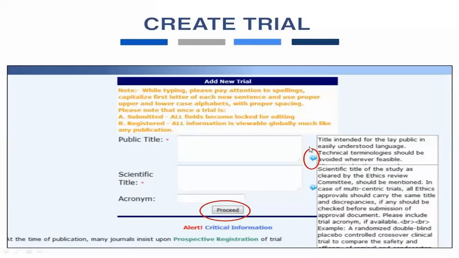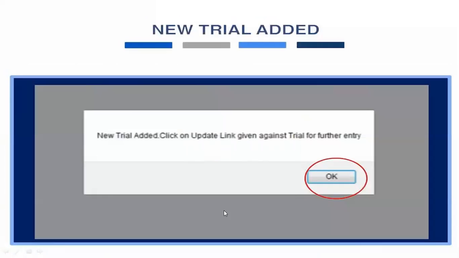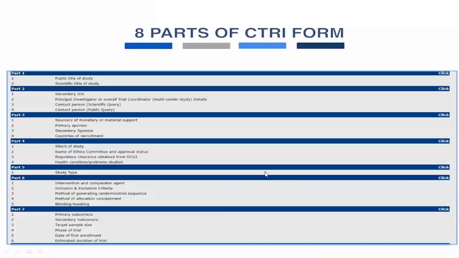Just by clicking on this particular symbol, it will guide you as to what information needs to be entered in the particular field. After entering the required information into these two fields, you need to click on the proceed button. Once you click on proceed, it will give you the message that the new trial is added. Click on the update link given against the trial for further entry. You need to click on OK.